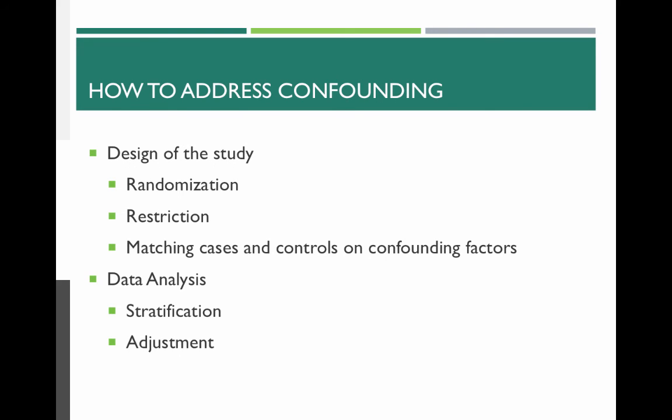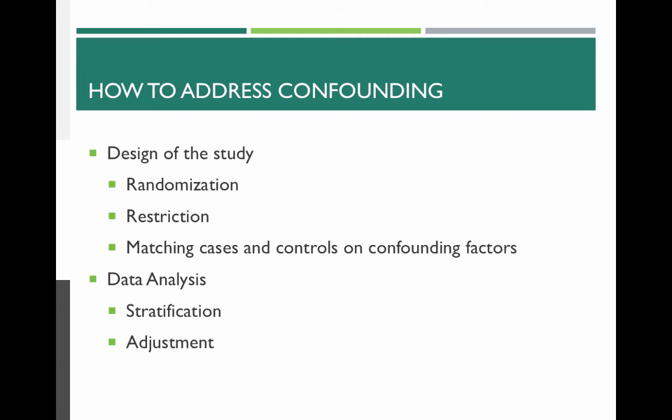So how do we address confounding in an epidemiologic study? We can address it either in the design of the study or the data analysis. So in a perfect setting, we would randomize a clinical trial, and then that way all of our confounding variables would be equally allocated between the treatment groups. This isn't always possible, and so sometimes we might restrict our sample. Let's say we know that smoking is a potential confounder that we're worried about. We would restrict our sample or study population to non-smokers. It would be a criteria for joining the study.